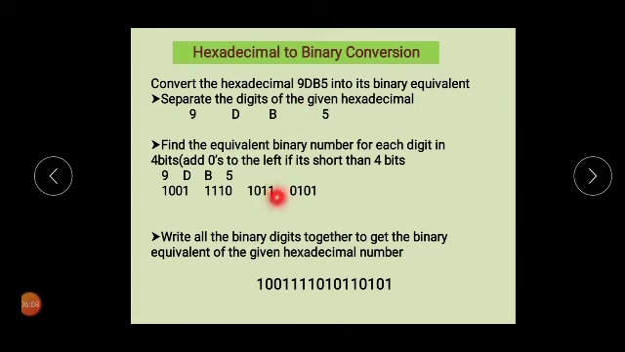How do we get from B to 1011? First, you can find the decimal equivalent of B. Then from the decimal value, simply divide it by 2, and you get its binary value. So that's how we can easily write 1011. Then combine all these digits, which will give you the resultant binary equivalent of the given hexadecimal number.